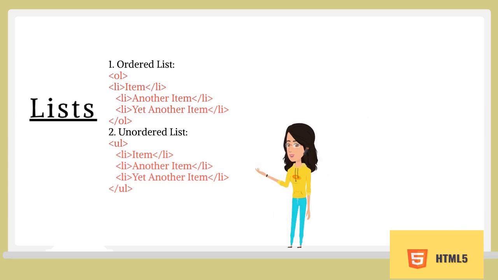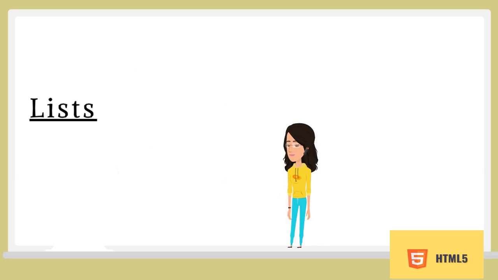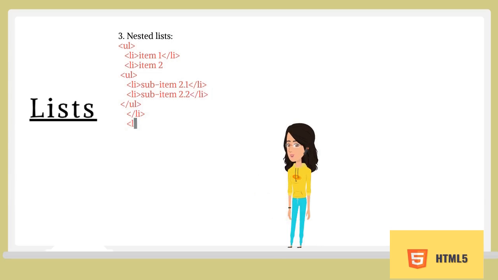The other is the unordered list. An unordered list can be created with the UL tag, and each list item can be created with the li tag as shown by the example. And this will produce a bullet list.